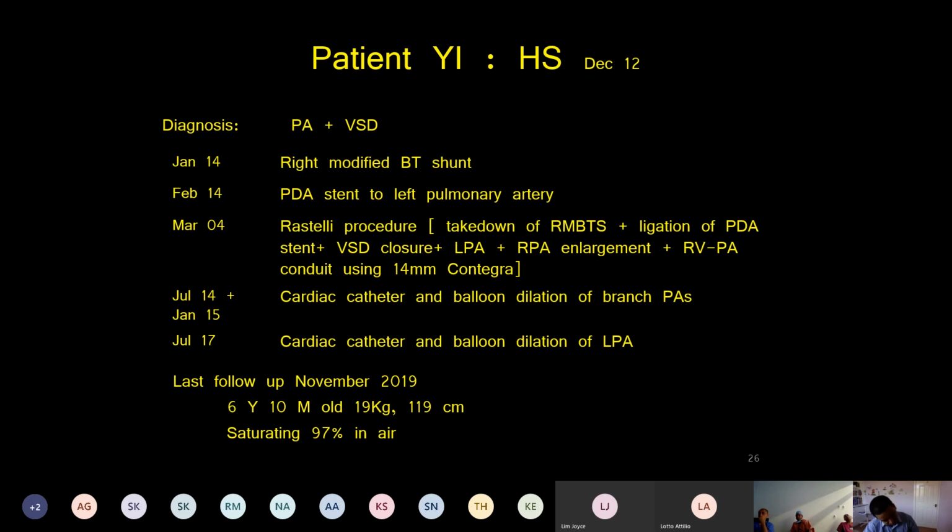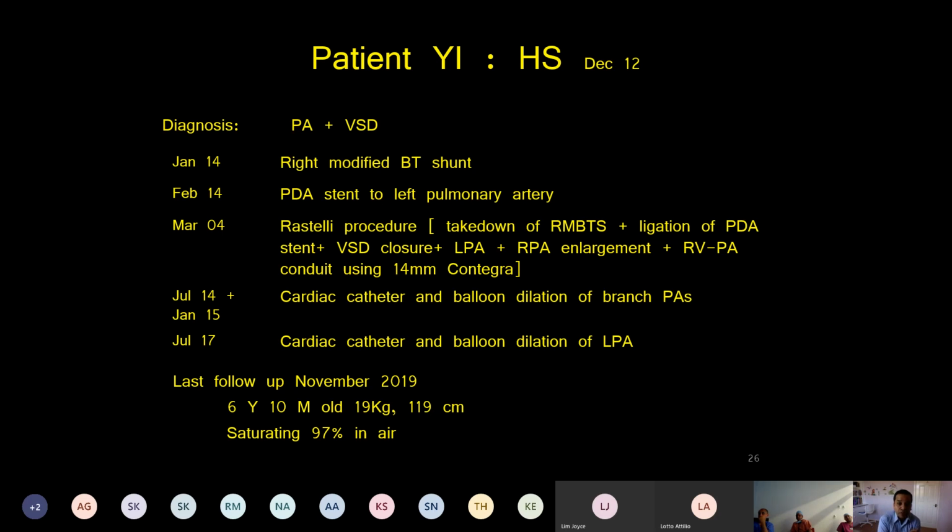I think this patient, I've written that, I forgot this patient's name. I think this is Yasin. Okay, let's move on from name.